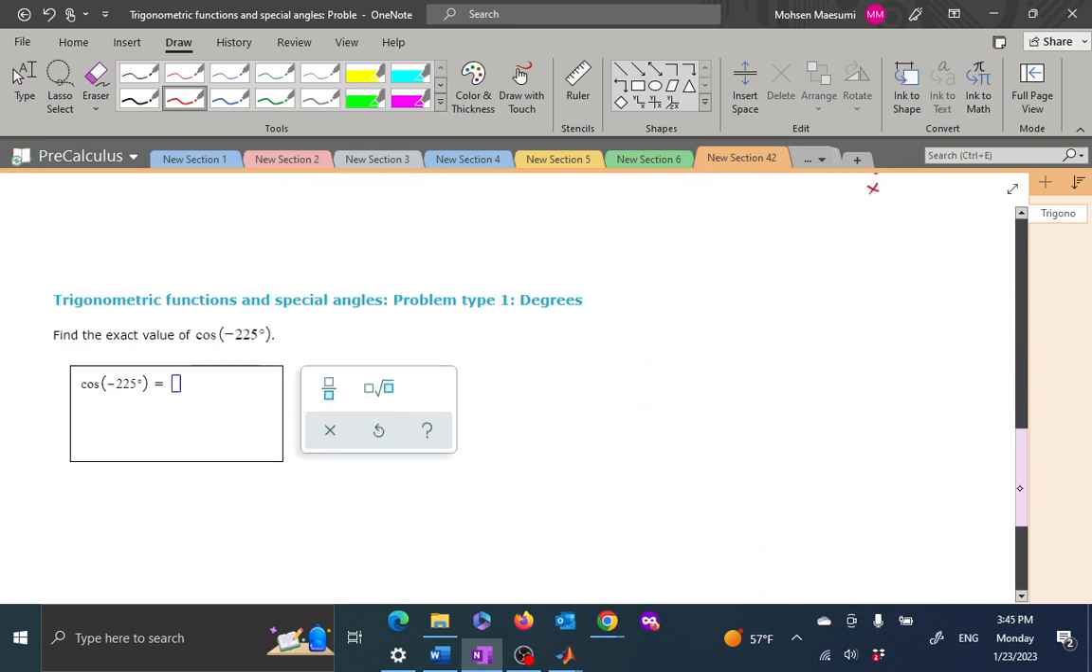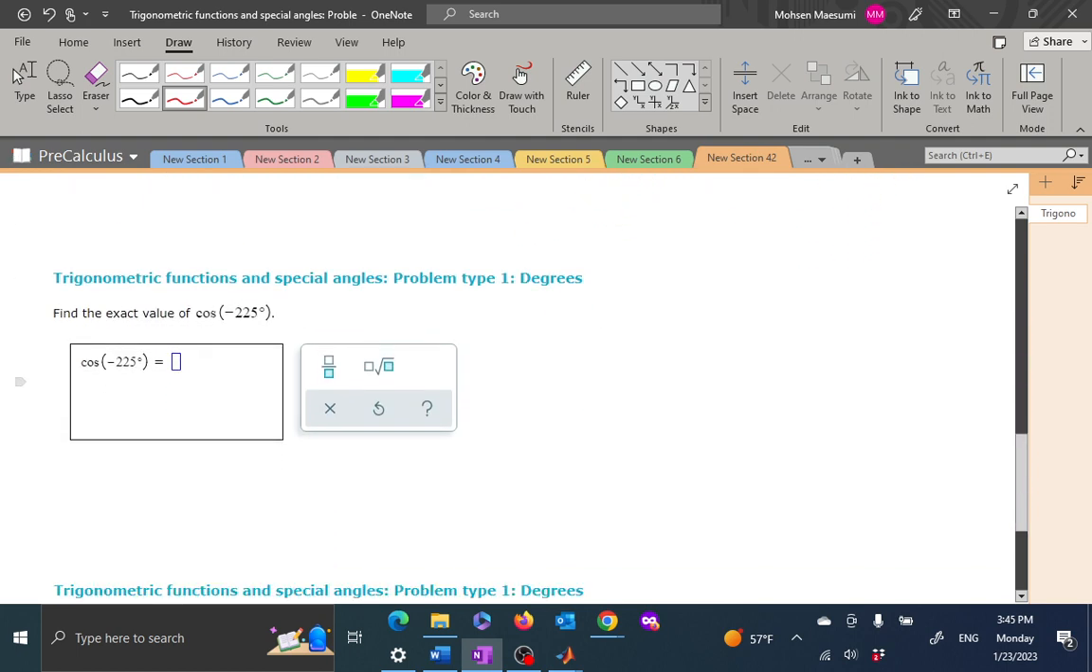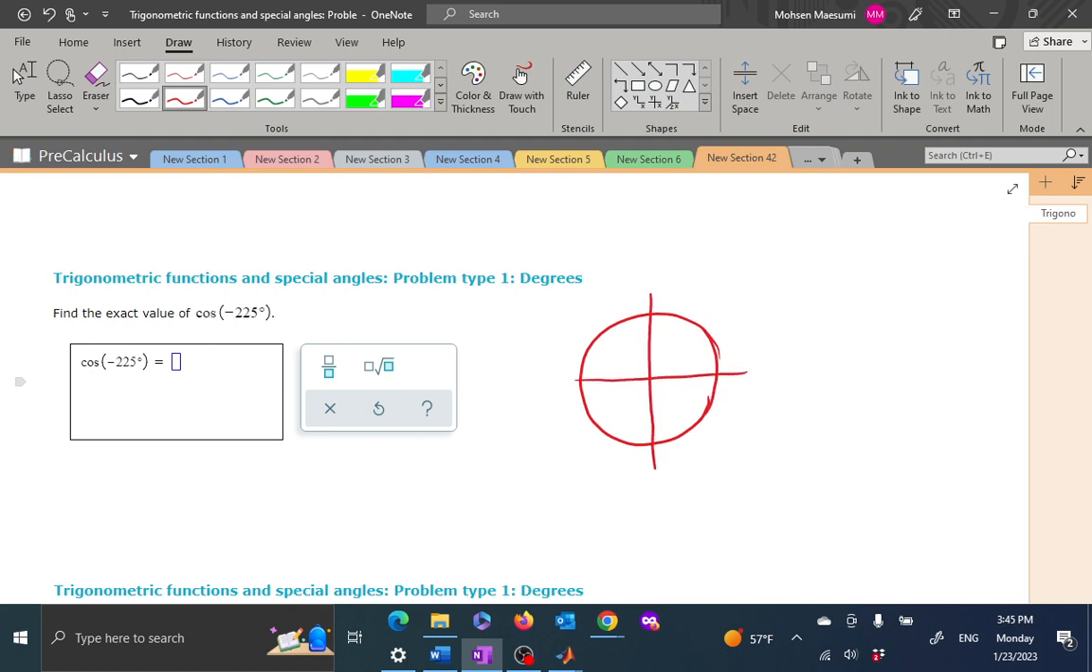Let's do one more. Cosine of minus 225 degrees. So again, we try to figure out where we are at. Minus, so we are going this way: 0, minus 90, minus 180, minus 270. We are in between. Well, from minus 180 to minus 225, how many degrees left to go? This is 45 degrees. This is the triangle we are looking at.